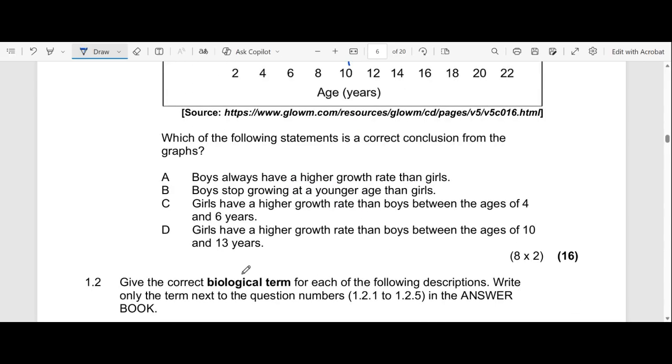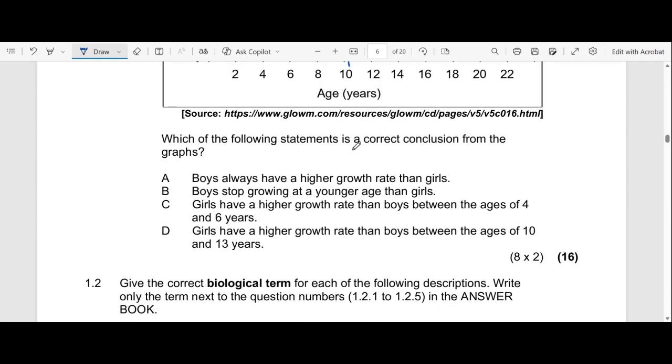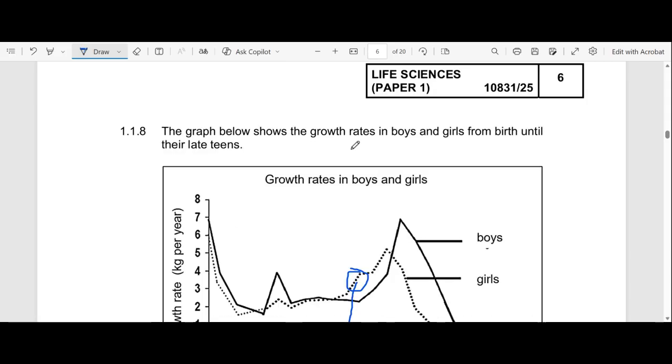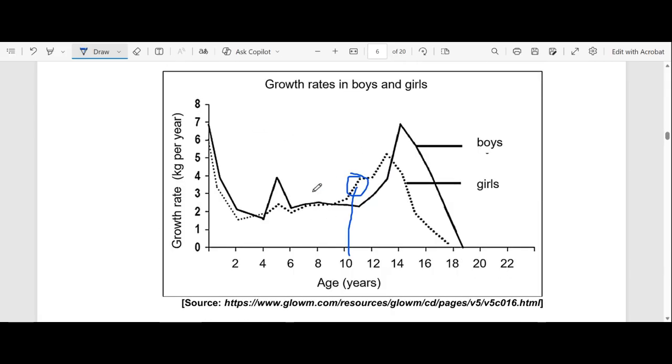Let's go to B. Boys stop growing at a younger age than girls. They stop growing at a younger age. No, that's not true. They don't stop. Actually, they continue to grow.